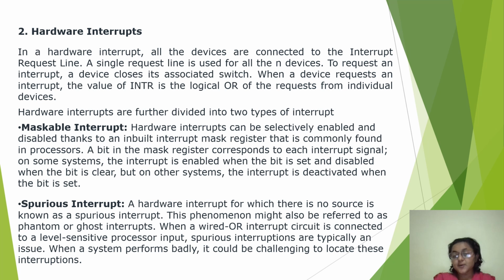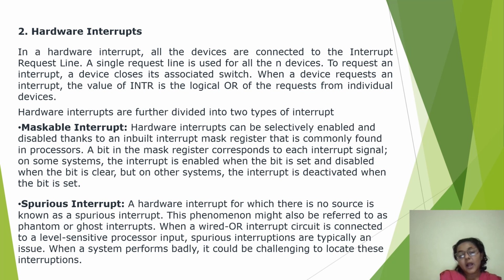Hardware interrupts are further divided into two types, that is maskable interrupt and spurious interrupt. Maskable interrupts means hardware interrupts can be selectively enabled and disabled thanks to an inbuilt interrupt mask register that is commonly found in the processor. A bit in the mask register corresponds to each interrupt signal. On some systems, the interrupt is enabled when the bit is set and disabled when the bit is clear, but on other systems, the interrupt is deactivated when the bit is set.